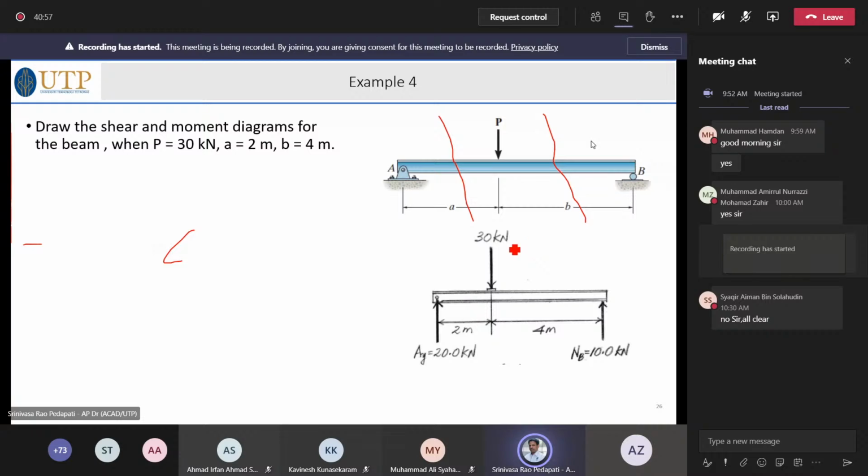So if you have a beam, so you must have something like... Wait. No, I am not able to. Okay, instead of this pen, better I use this cursor itself.